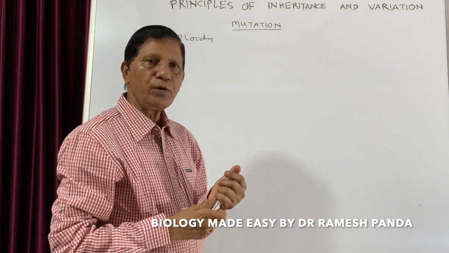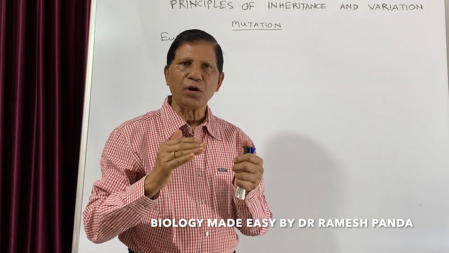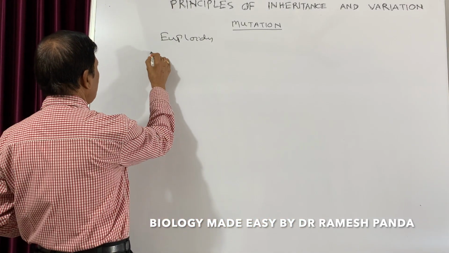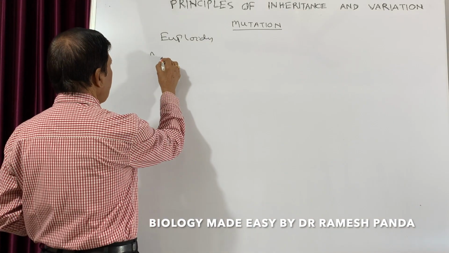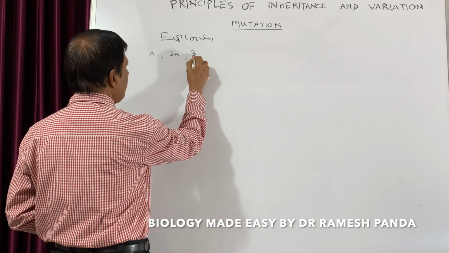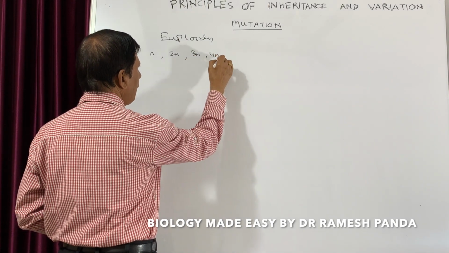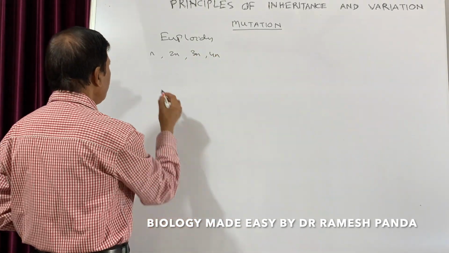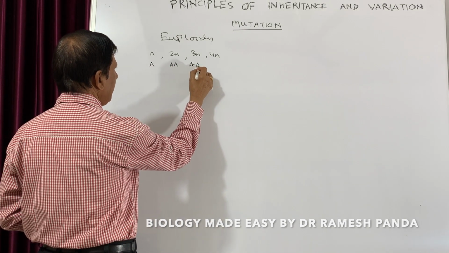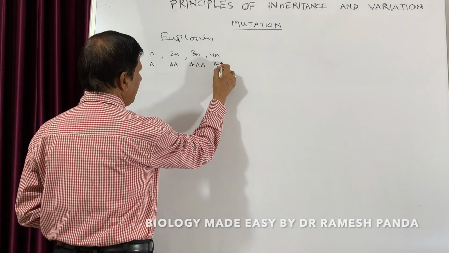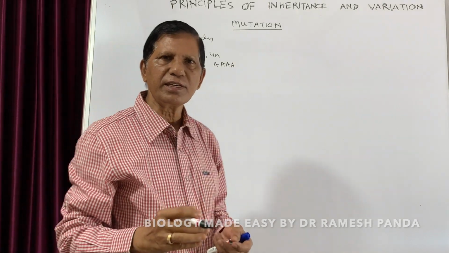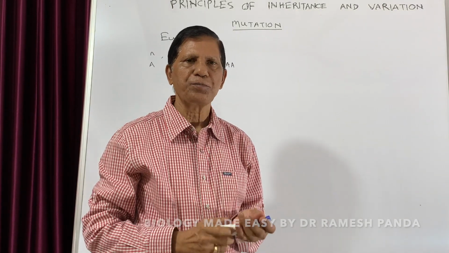So in euploidy, what happens? The chromosome sets are increased. Suppose in a haploid set, the chromosome number is n. Now it will be multiplied to 2n, it is diploid. If it is 3n, triploid. If it is 4n, then it is a tetraploid. If the genome is A, then this is double A, this is triple A, then this is tetraploid A. That means the same genome is multiplied several times, and this gives rise to euploidy.